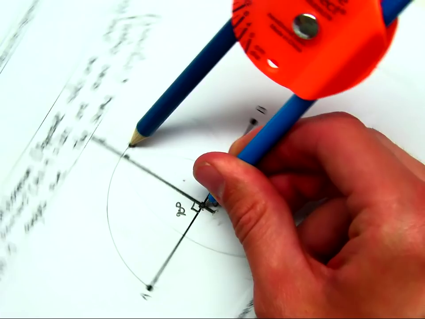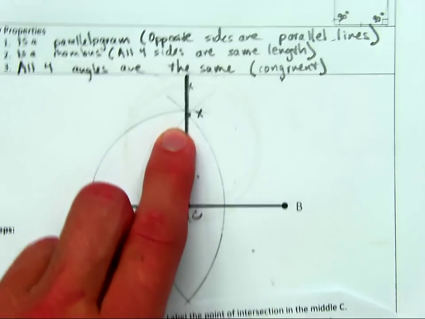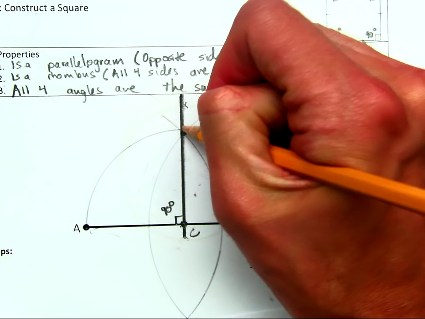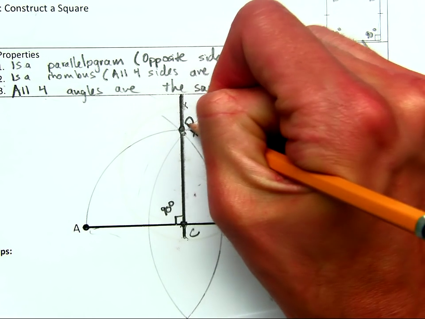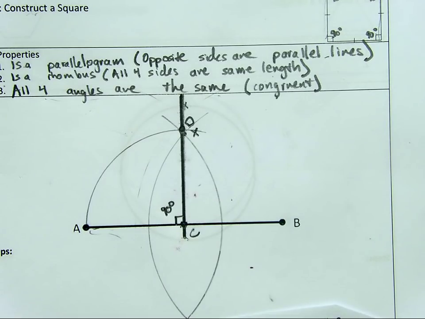So a lot of students will use point X, but that's the wrong point to use. As you can see, this point we want to use is a little bit more than X, and that's D.